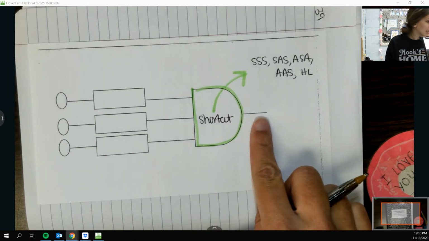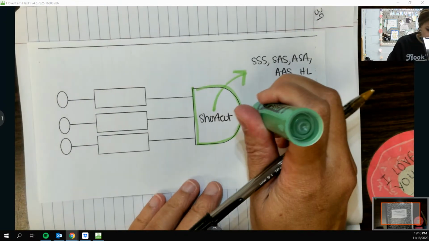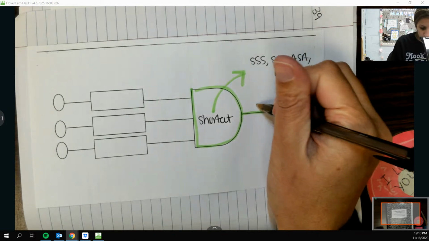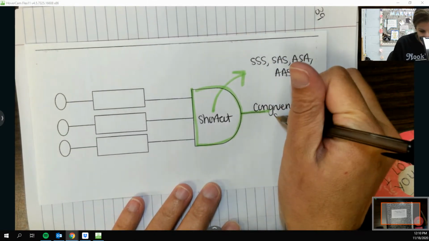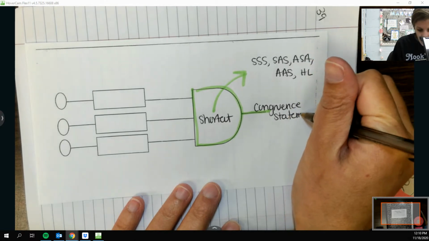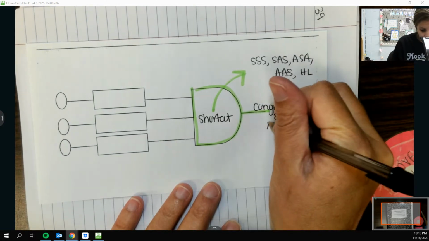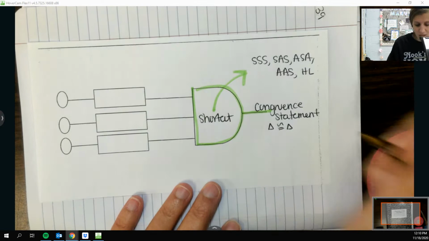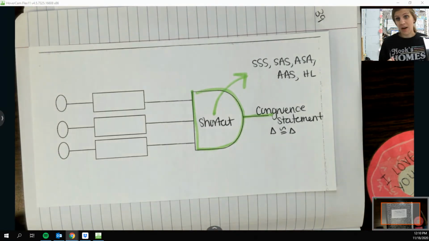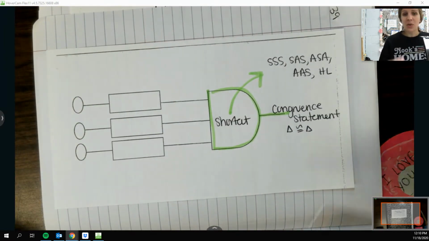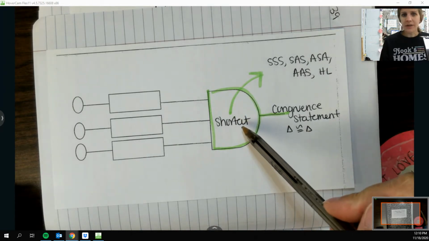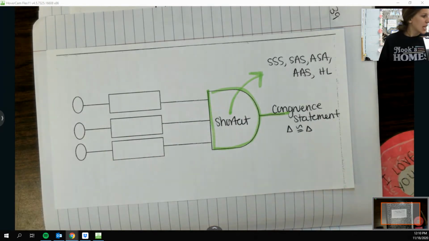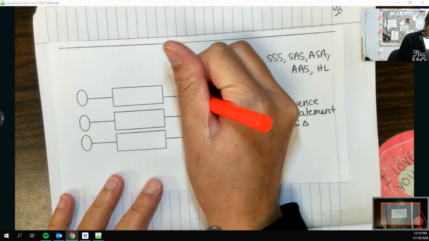Now on this little line right here, you're going to say which triangles are congruent. So you're going to put your congruence statement, which, depending on what triangles you have, is really just going to look like triangle, congruent to triangle, and we want to make sure that we write them in the correct order. So that's why I like this, because we can find the reason that they are congruent and then work our way backwards.